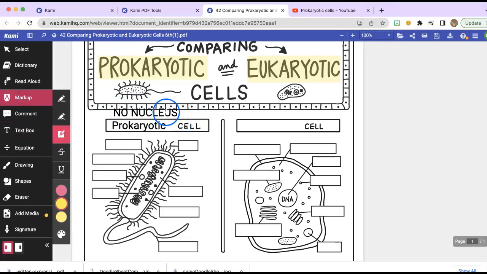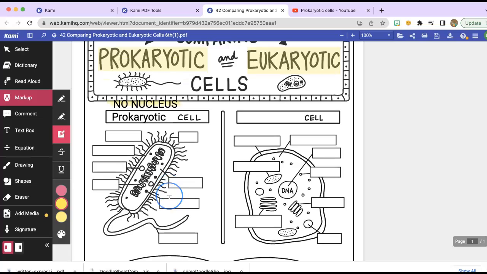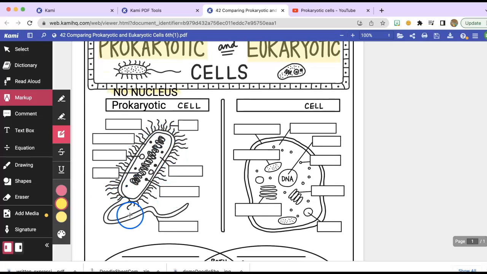Take your highlighter and go ahead and highlight no nucleus. Oh, I wish I could have done that a little bit better. No nucleus, right there. A prokaryotic cell has no nucleus. Okay, so here we are. We have these little boxes where we will label the parts of the prokaryotic cell. Here it is. It's got a tail. Look at that. It's got these little legs, little feelers to help it move around.